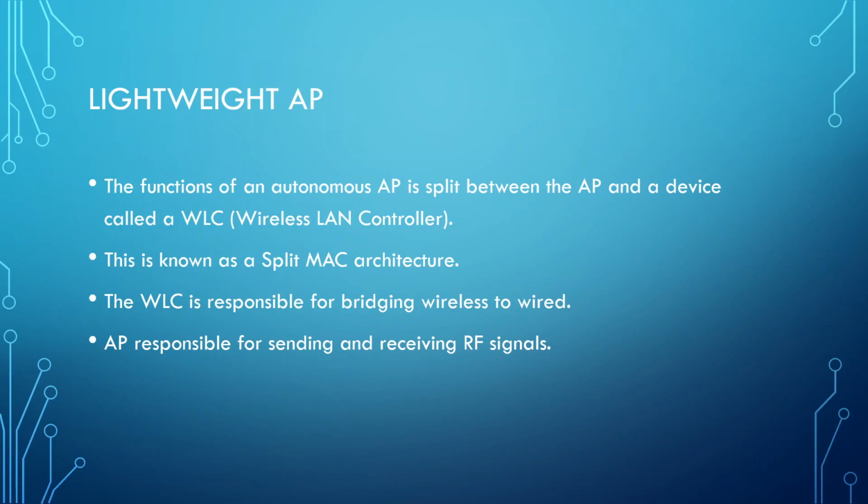Lightweight access points. The function of an autonomous access point is split between the AP and a device called a wireless LAN controller. We looked at an autonomous access point, how that's used to send and receive wireless signals, as well as bridge wired to wireless. A lightweight access point's job is to send and receive RF signals. However, the actual bridging from wired to wireless is done by the wireless LAN controller. This is known as a split MAC architecture. The wireless LAN controller is responsible for bridging wireless to wired. The AP is responsible for sending and receiving RF signals.